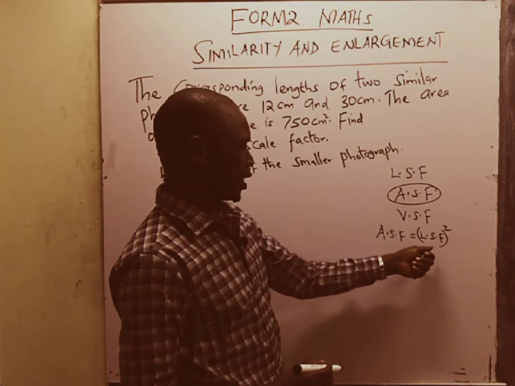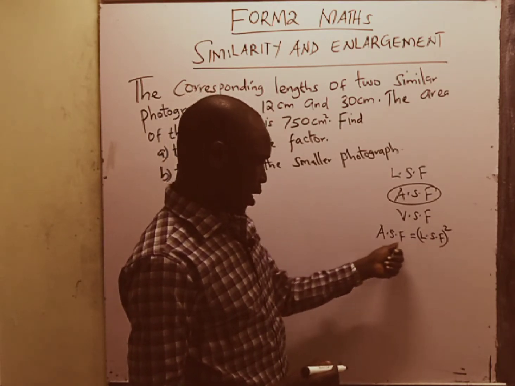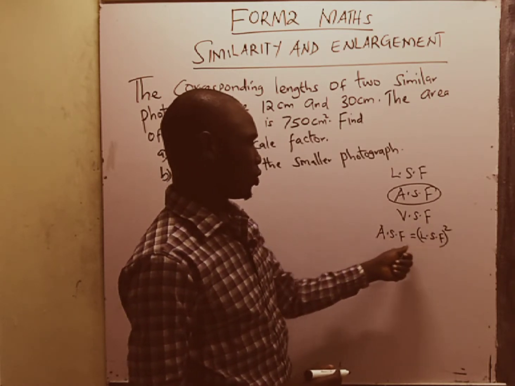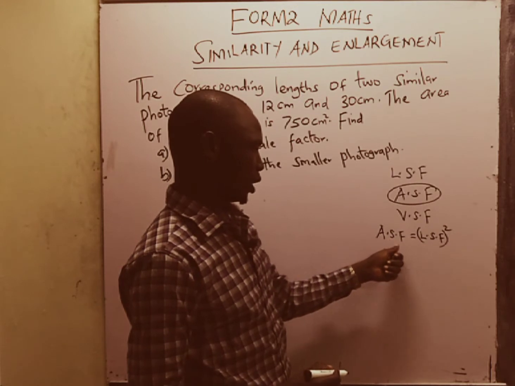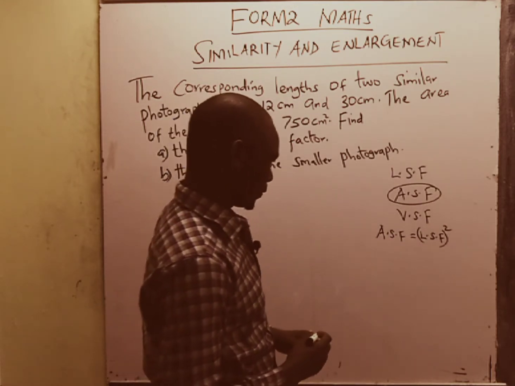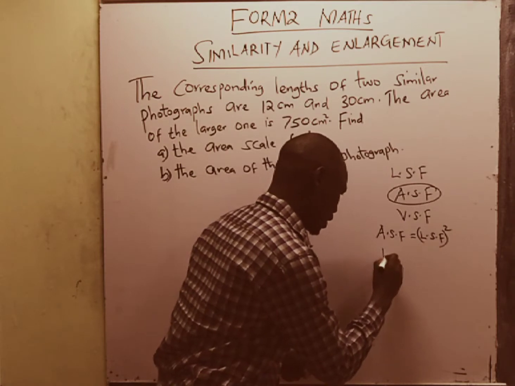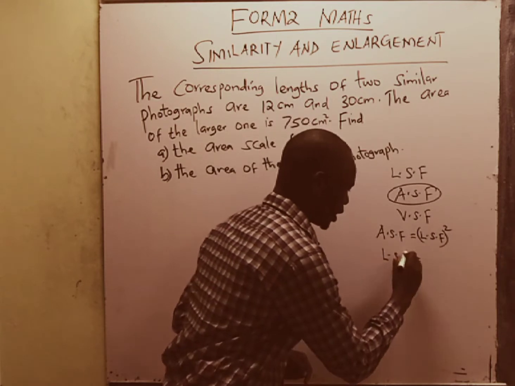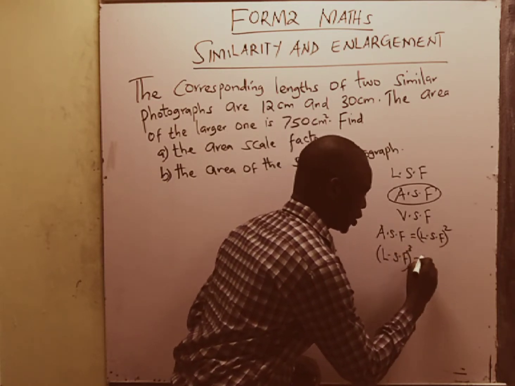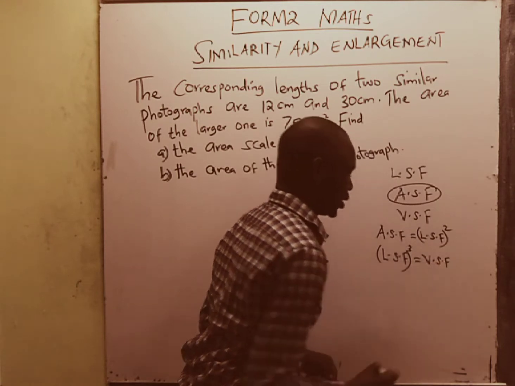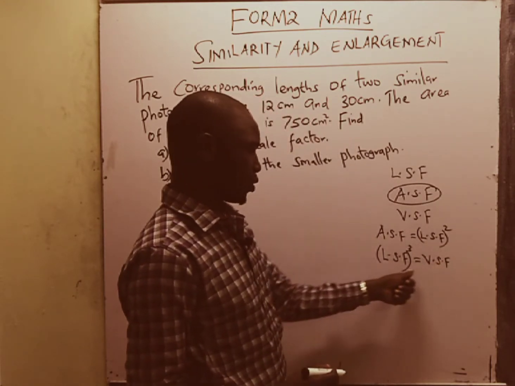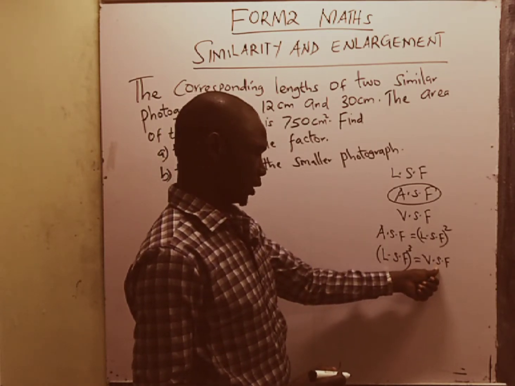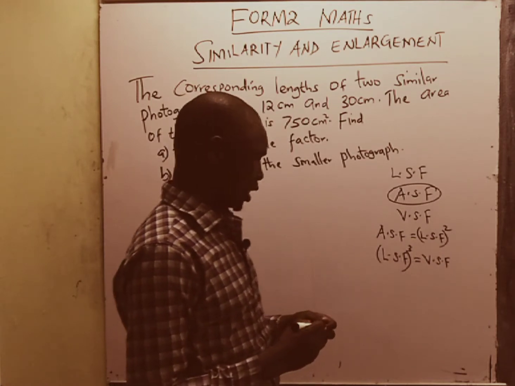And if you are given the area scale factor and you want to get the linear scale factor, you take the square root of the area scale factor to get the linear scale factor. Given the linear scale factor and you want the volume scale factor, you cube the linear scale factor, and it is going to give us the volume scale factor. So given the volume scale factor and you need the linear scale factor, you take the cube root of the volume scale factor for us to get the linear scale factor.